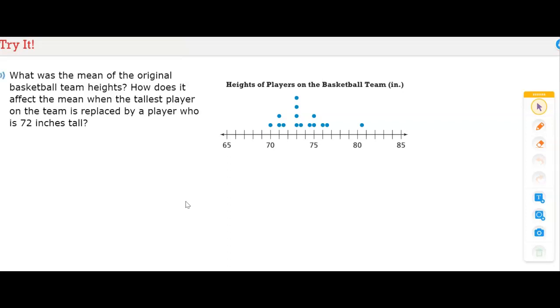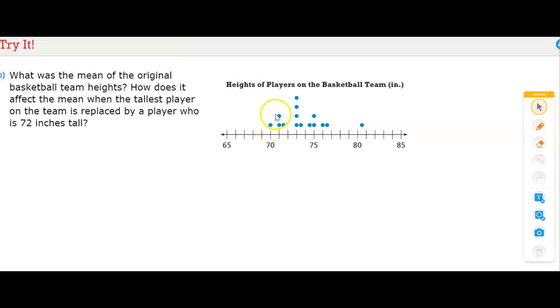So now we would have to find the mean of the original basketball team heights that included that player that moved away, and we'll be able to better answer the question. So let's do that. You're going to take the original heights, and that's all of the dots, and each one of them is a number.